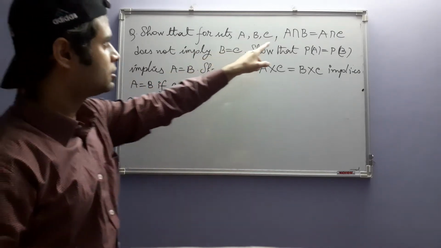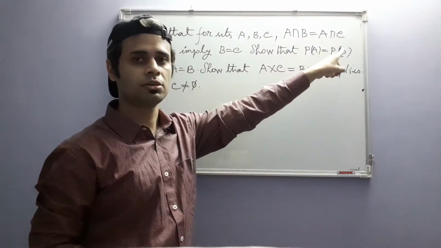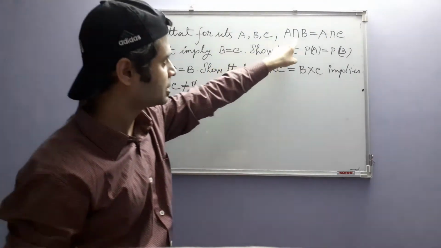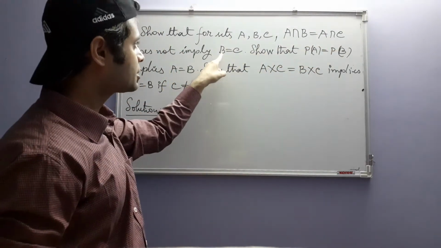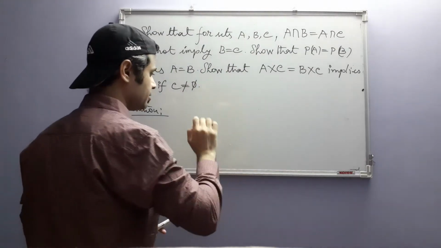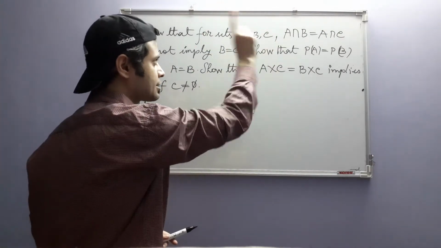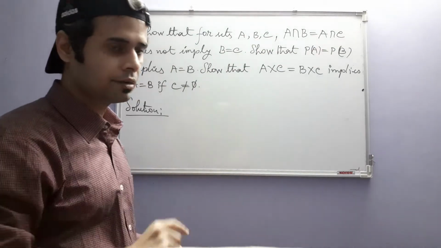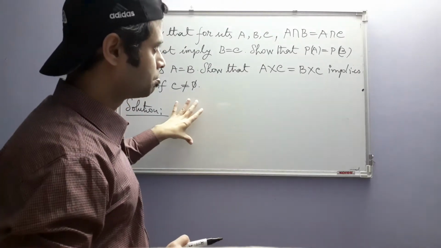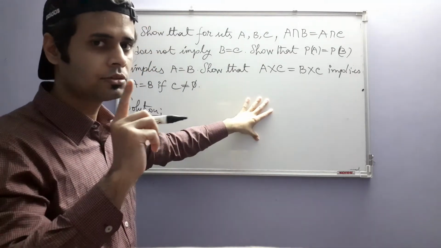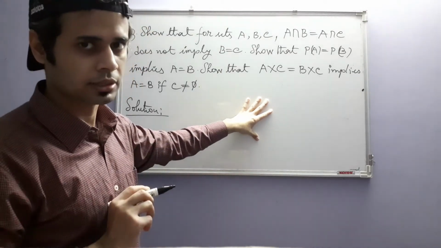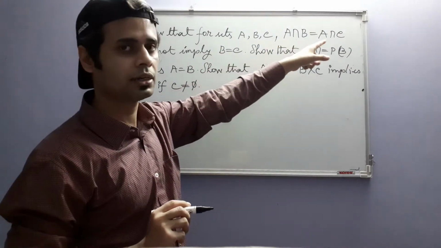Solution. First, we try to show that A intersection B is equal to A intersection C does not imply that B is equal to C. It's not always the case that whenever these two intersections are equal, we must have B is equal to C. That's not always the case. So, to prove something like this, to prove something does not happen, if you recall what we have discussed in the videos on mathematical logic, you just need to produce one example where it does not happen, and that example is called a counter example. So here also we have to find a counter example.